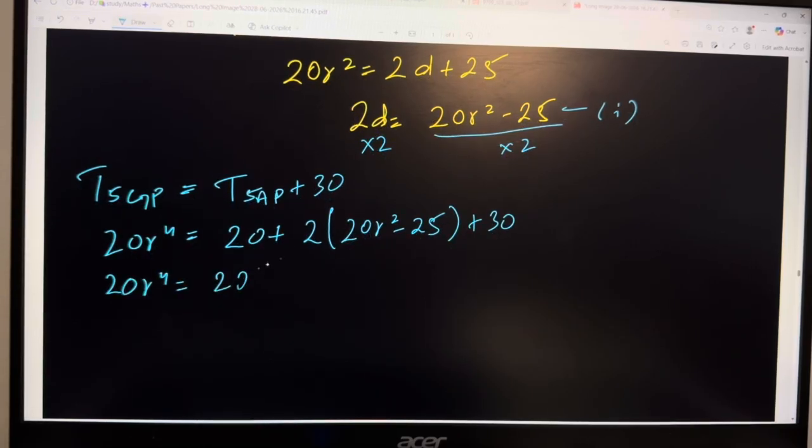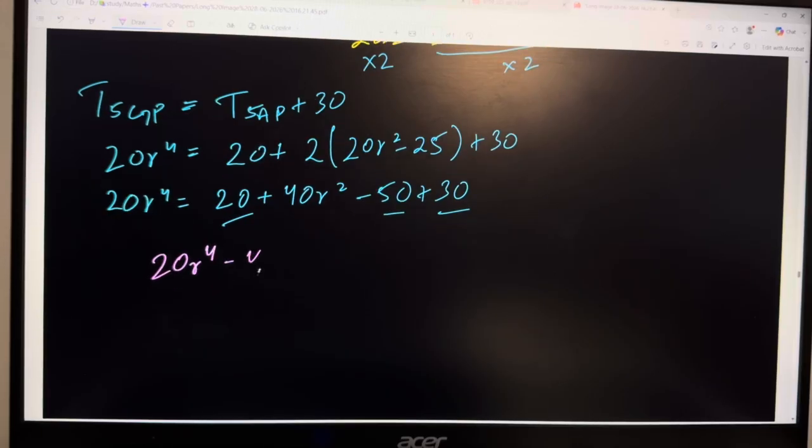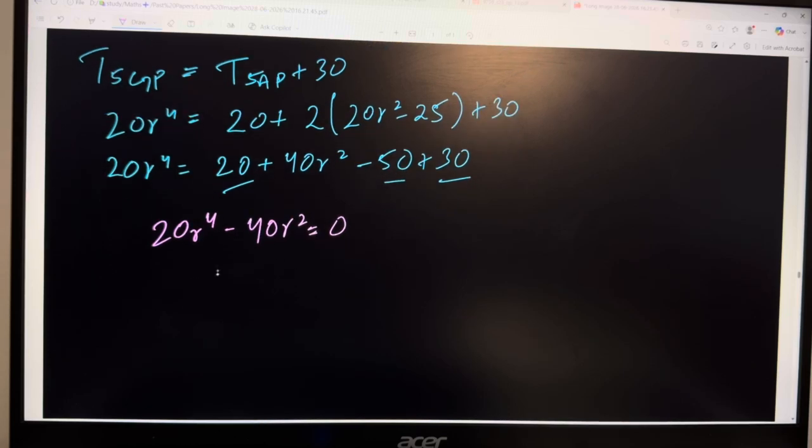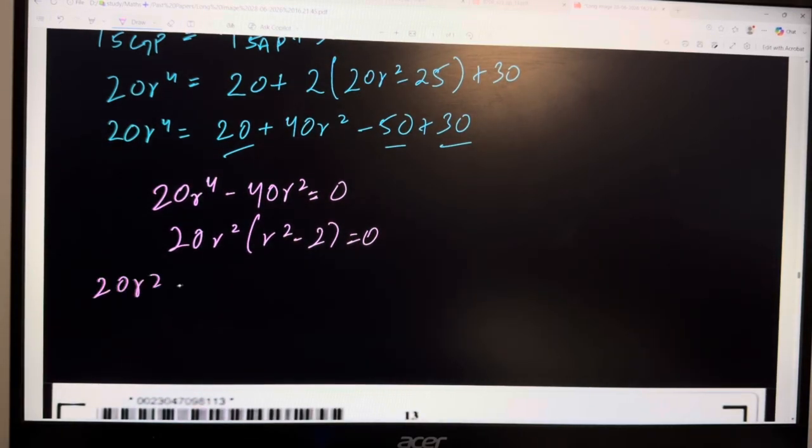So this is 20r⁴ + 40r² − 50 + 30, all becomes 0. So this becomes 20r⁴ − 40r² = 0. Now we can take common, and 20r² is common. So this becomes 20r²(r² − 2) = 0.